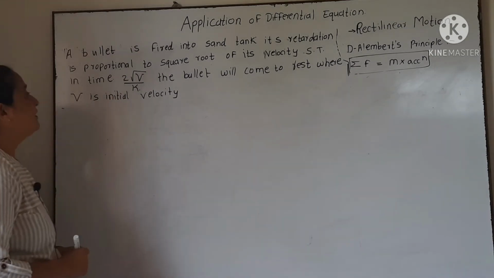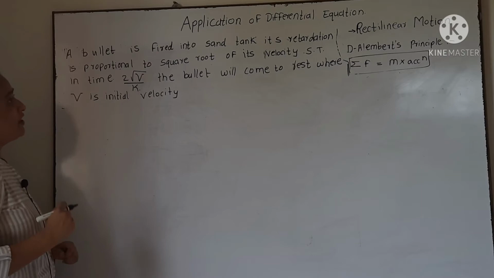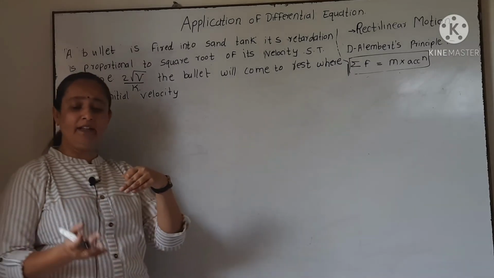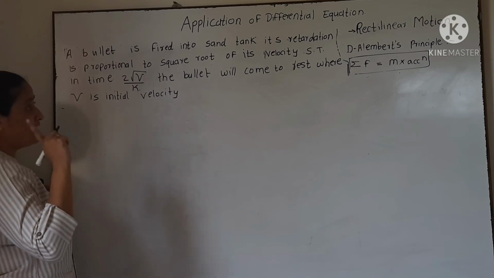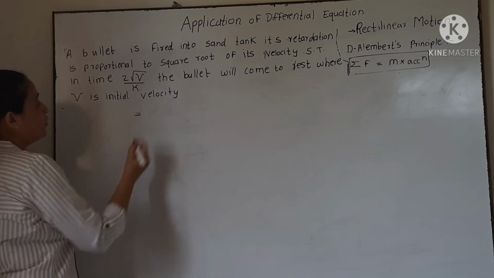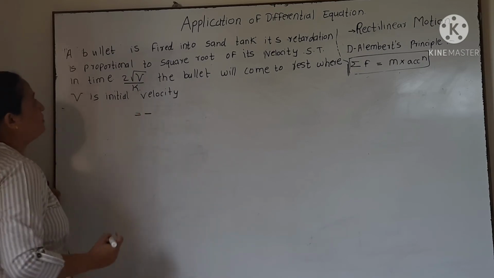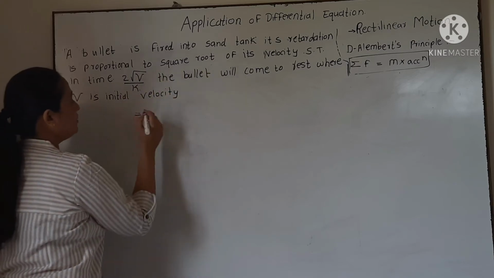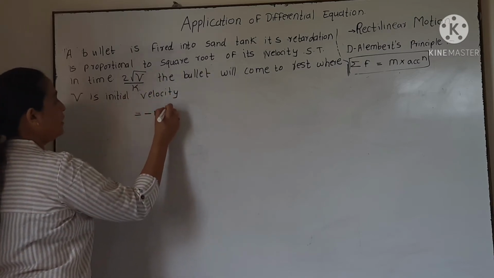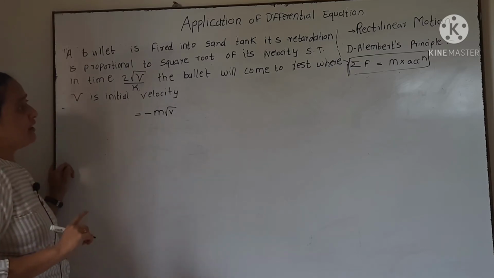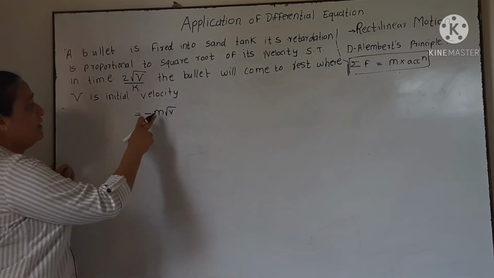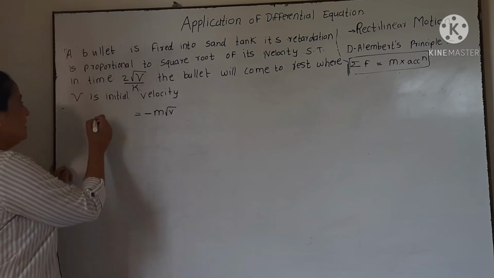Initial velocity is given. Now, what is the retardation force? That means if you fire a bullet into the sand, it resists. That is the retardation force. That means it is in opposition to the motion, so its sign will be minus. So it is minus the square root of its velocity, that is minus m into root v. This is the retardation force. Equal to, by using D'Alembert's principle, this is the net force. We want to show this is equal to what?